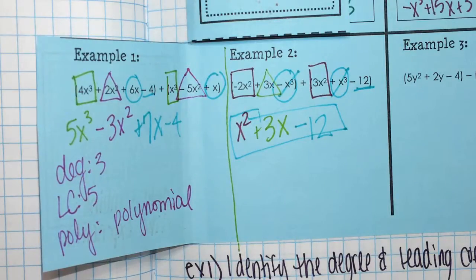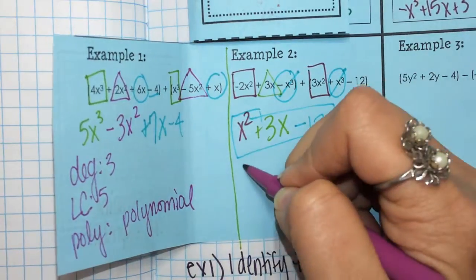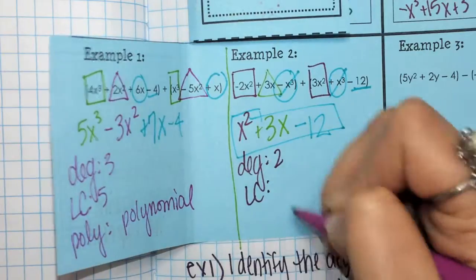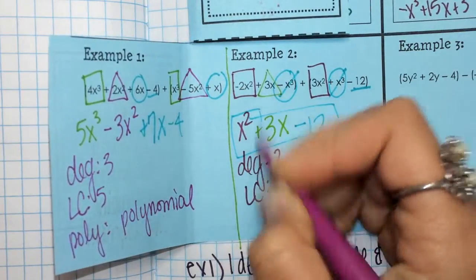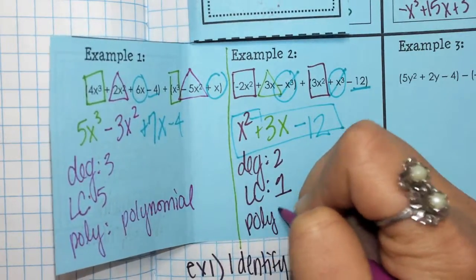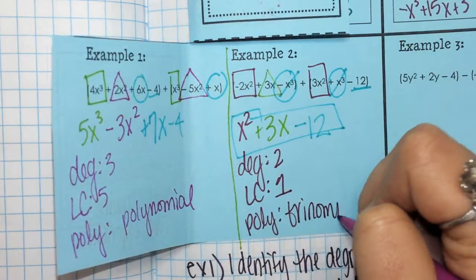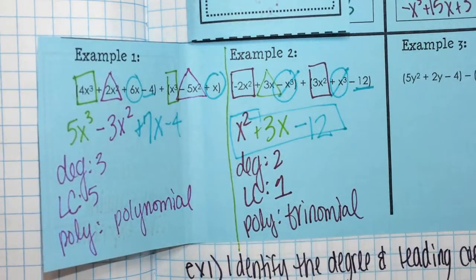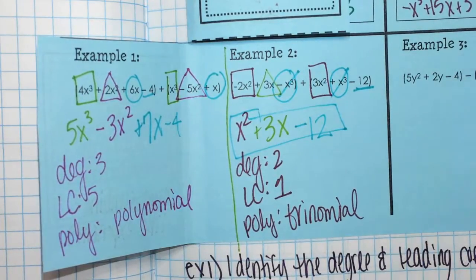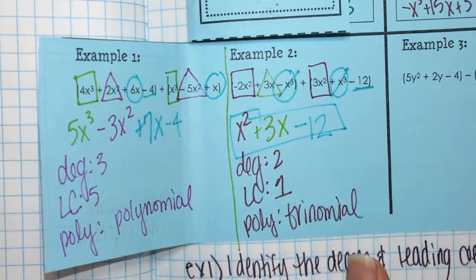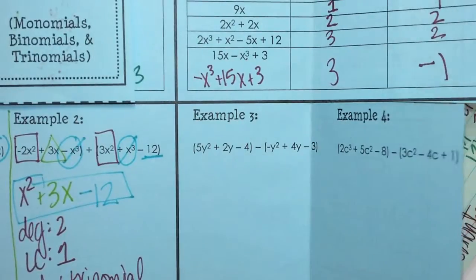Alright, what is the degree of this bad boy? 2. And what's the leading coefficient? 3. And what kind of polynomial is it? A trinomial. Are we ready to subtract? Can we handle subtracting? Yes, we can. If you can add, you can subtract. You're also in the 10th grade. Get it together. So you do the same thing, except you subtract.